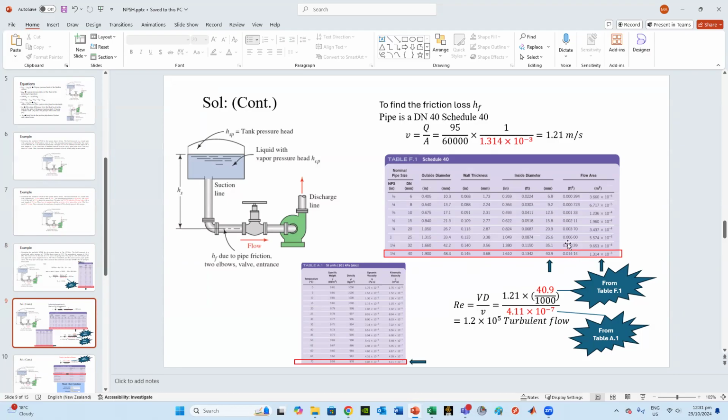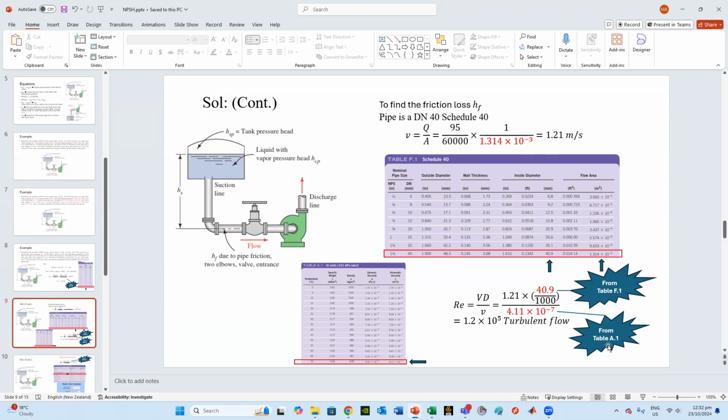The area, you find it from here, is 1.314 times 10 to the power minus 3, and 95 divided by 60,000 to convert from liters per minute to meters cubed per second. You get the velocity 1.21 meters per second. Then Reynolds number, VD over kinematic viscosity. V is 1.21, and D is 40.9 divided by 1,000, and divided by kinematic viscosity.